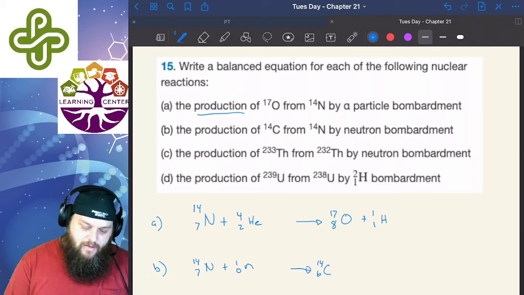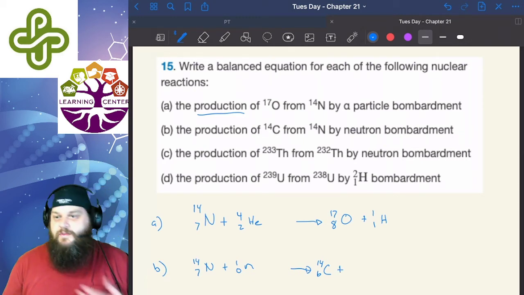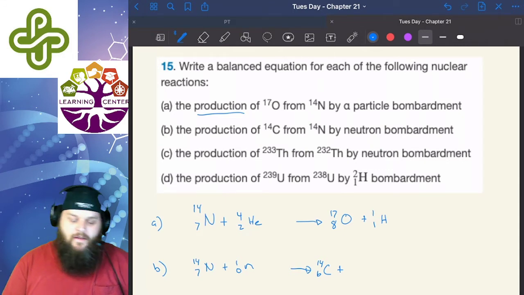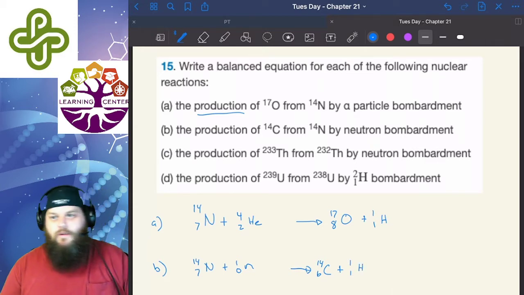So now, doing the math on this one, we can see that we're missing something on the right-hand side because we have 7 on the Z and a 6 total on the right. So we need a 1 down there at the bottom. Looking at the top, we have a 14 and a 1. So we need a 14 and another 1. So hey, we have more hydrogen going on there.